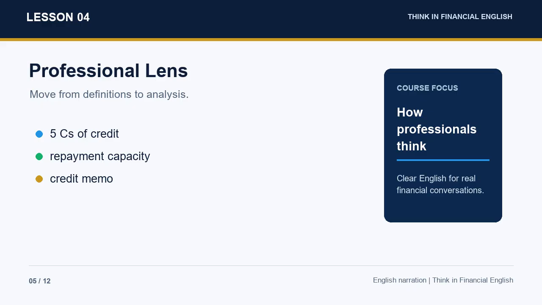A useful way to learn the concept is to move from noun to function. Do not stop at the noun. Ask what the concept does. Does it measure performance? Does it reduce risk? Does it provide funding? Does it protect the client? Does it help a regulator maintain confidence? Once you understand the function, your English becomes easier. You can say, this indicator measures, this bank provides, this policy limits, this product exposes, or this strategy improves. That is how professional financial English is built.